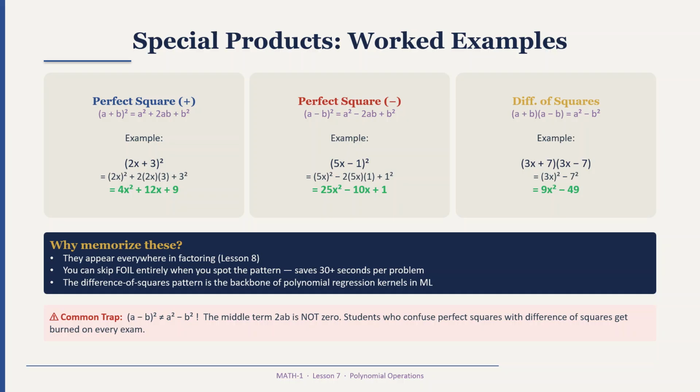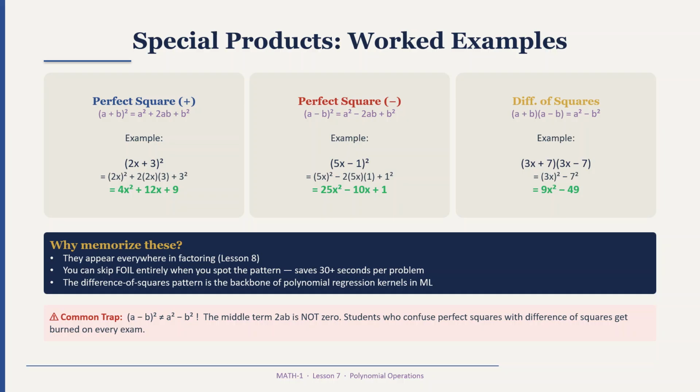Example 2. Perfect square of a difference. Expand the quantity x minus 5 squared. A squared is x squared, 2ab is 10x, b squared is 25. Answer, x squared minus 10x plus 25. Remember the middle term is negative because we are squaring a difference.